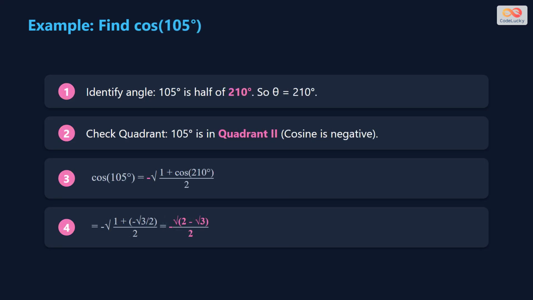Now let's try a cosine example with 105 degrees. This angle is half of 210 degrees. 105 degrees is in quadrant 2, where cosine is negative, so we must choose the negative sign for our root. We substitute cosine of 210 degrees, which is negative root 3 over 2, into the addition formula and simplify to get our final negative result.